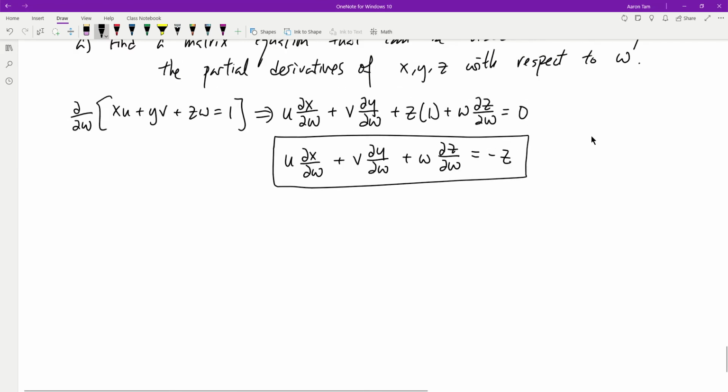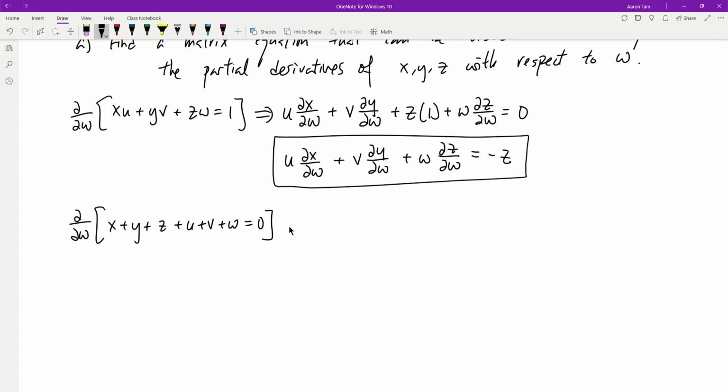All right. So now it's just a matter of doing the other two equations. So let's go for it. So d over dw of the second equation, which is x plus y plus z plus u plus v plus w equal to 0. All right. So how will we do this one? Well, same way. I'm just going to basically take the derivative of all of them.